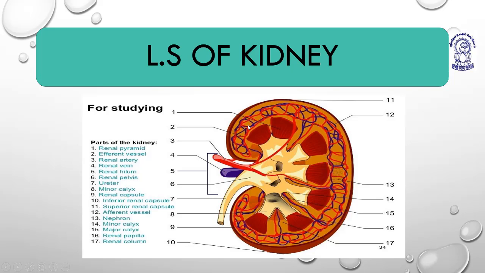This is the longitudinal section of the kidney. You can see I mentioned the different parts. The renal medulla is divided into numerous medullary pyramids, around 15 to 16, having a broad base towards the cortex.